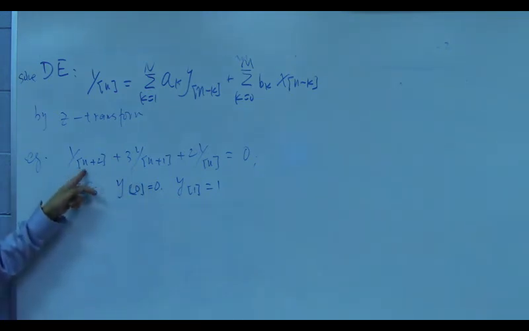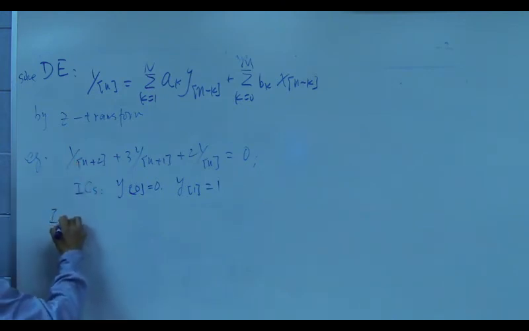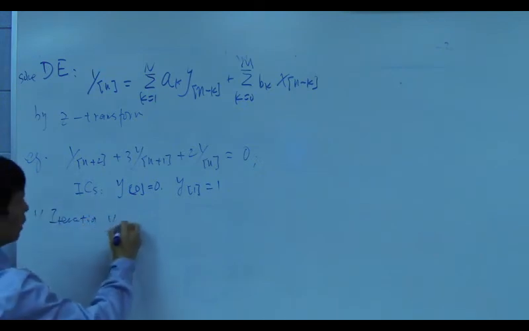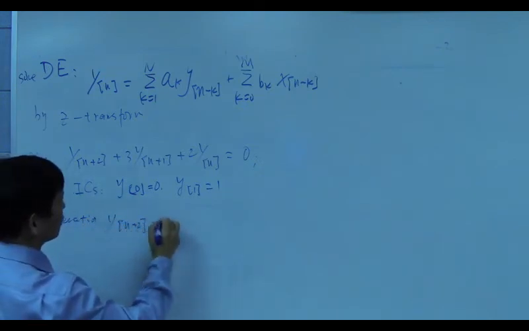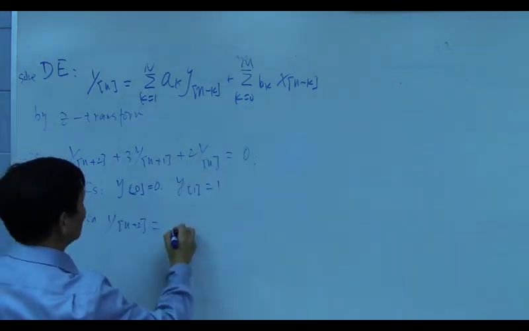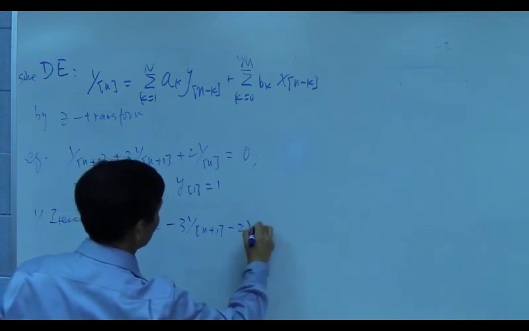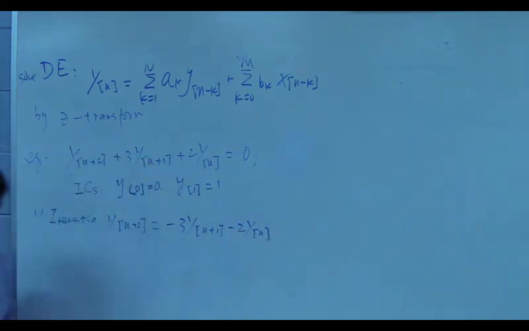Then when n equals 0, let me write this by iteration. Method 1 by iteration. So y(n+2) will be equal to, move these two terms to the right: negative 3 y(n+1) minus 2 y(n). Is that good? From here we get this. And there's 0. Before that, 0 minus this, plus.